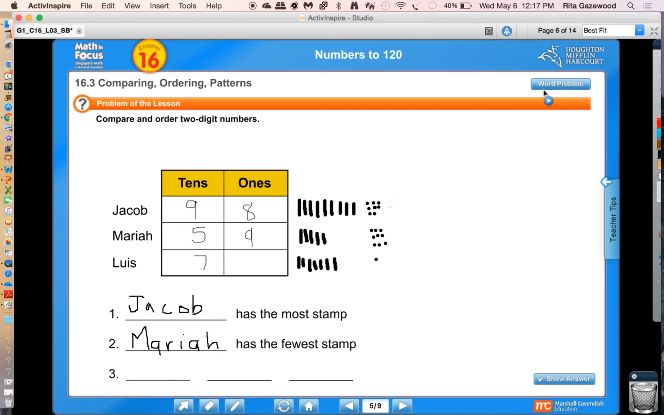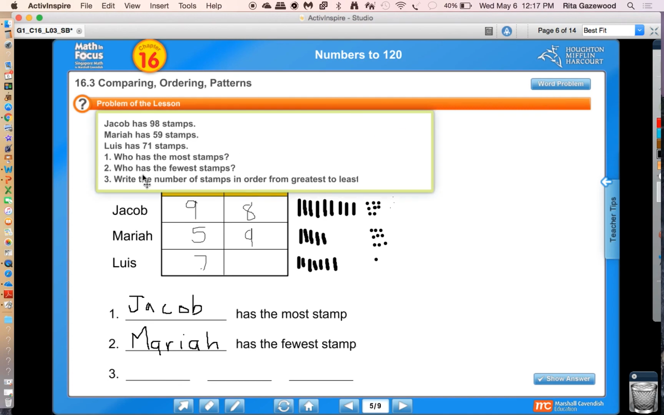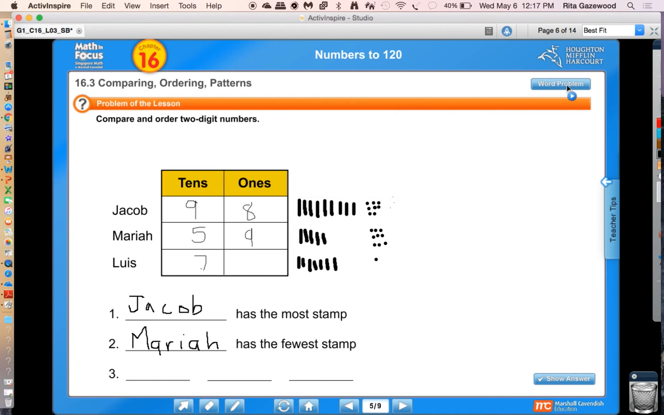Do you remember the last part of the question? The last part of the question said, write the number of stamps in order from greatest to least. So how would we write that from greatest to least? So we know who has the most. That would be the greatest. Do you remember? That's right, Jacob. So we're writing the number. How many does Jacob have? Jacob has 98, so he has the most, 98.